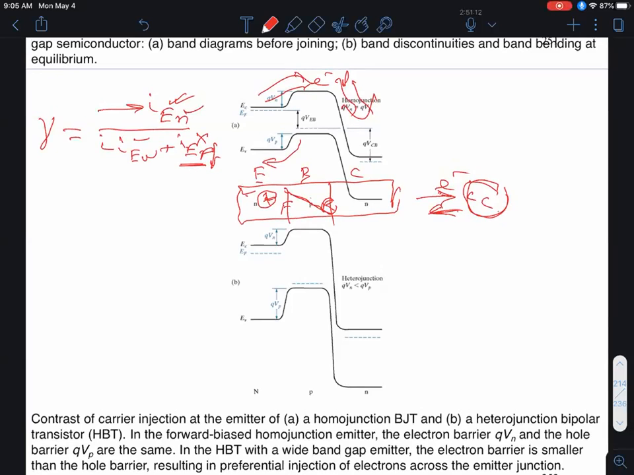Once again, the vectors that I'm showing over here correspond to the particle flow, okay? The actual current vector actually points opposite to that. Don't confuse that. All right, so there's limits as to how much you can reduce the base doping. What are some of those limits?